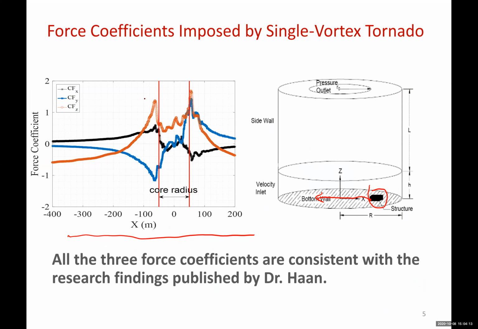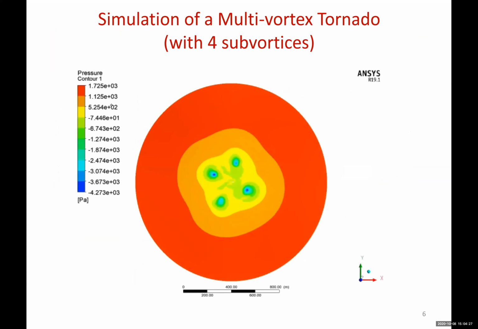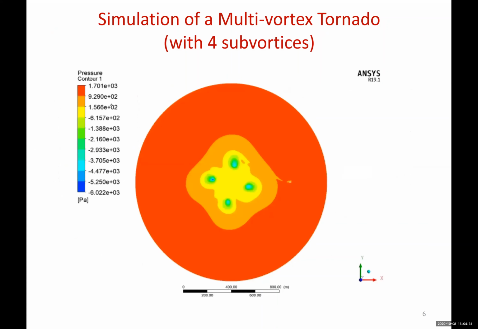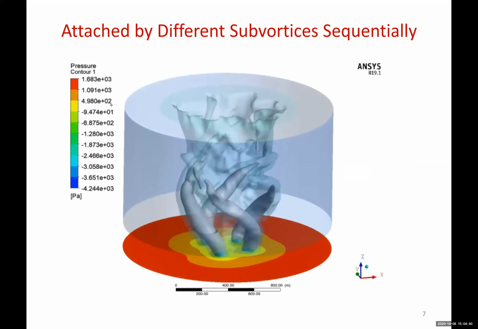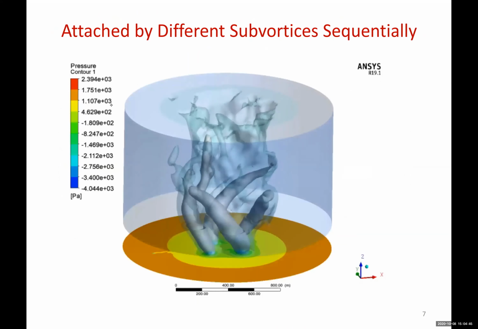So I assume you are very familiar with the feature of these 3 force coefficients. The results here are consistent with the research findings published by Dr. Han. Now let's put the same building in a multi-vortex tornado. In this type of tornado, each subvortex not only rotates about their own center, but also swirls with the main flow. So here you can tell the building can be attacked by different subvortices sequentially.